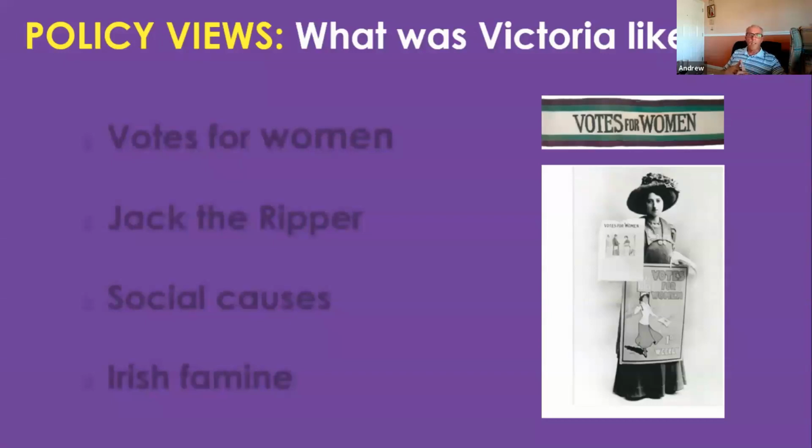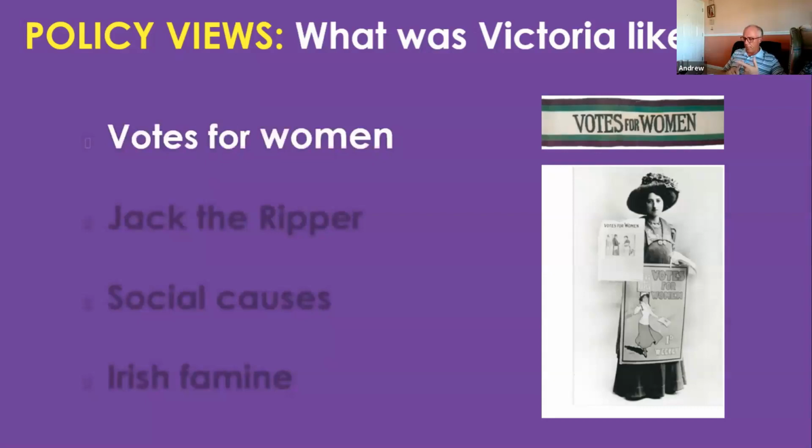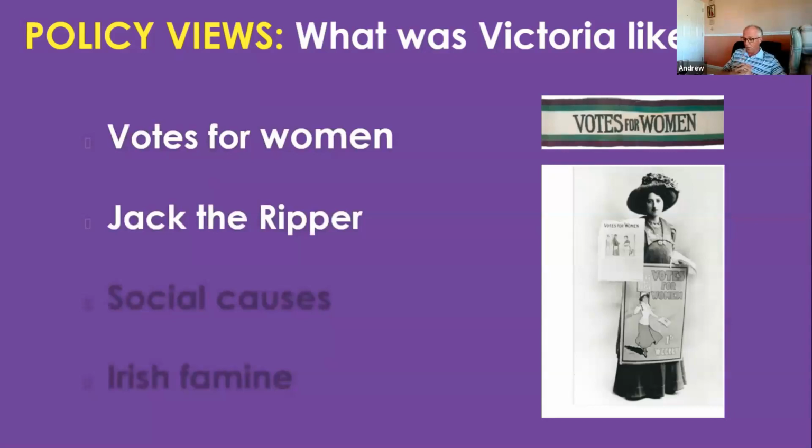So in terms of her policy views, I've already mentioned she doesn't believe in votes for women, even though one of her daughters does. Princess Alice supports the suffragette cause. She had some definite views about other topics. If you remember, she's getting government briefings every week.